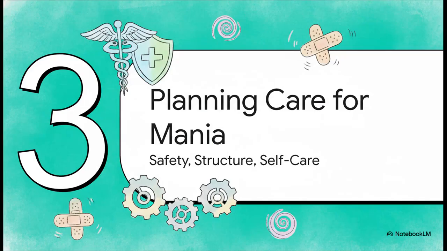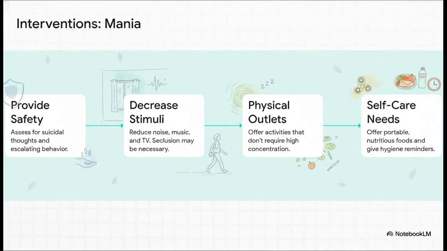So, we've got our assessment down, we know what we're looking for, now what do we do? When a client is in an acute manic episode, your number one, top of the list, non-negotiable priority is safety, always. This is basically your playbook for acute mania. A huge strategy is decreasing stimulation. A quiet, calm environment can work wonders.